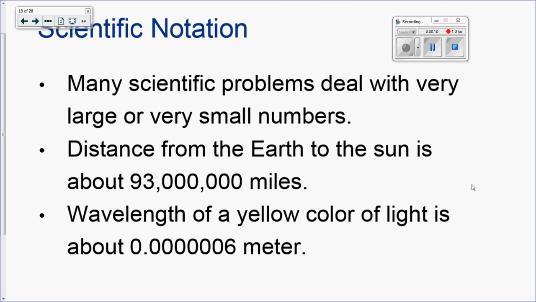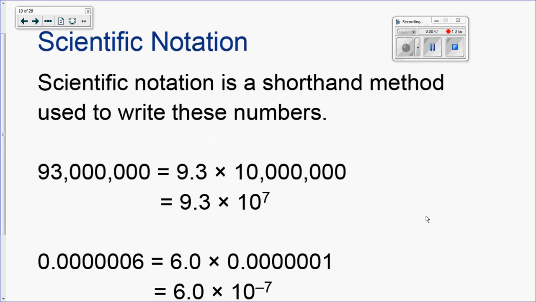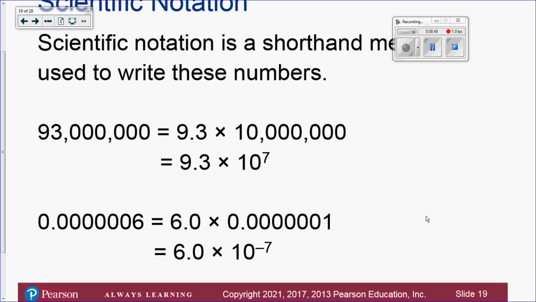Okay, so now we use these negative exponents and these exponents in scientific notation. Many scientific problems deal with very large or very small numbers. For example, the distance from the Earth to the Sun is 93 million miles. The wavelength is 0.000 meters. So they don't like to write that. And a lot of times, even if you put it in your calculator, it will give you the scientific notation answer, even though you don't realize you're looking at it. So it's a shorthand way of writing instead of writing all those zeros.